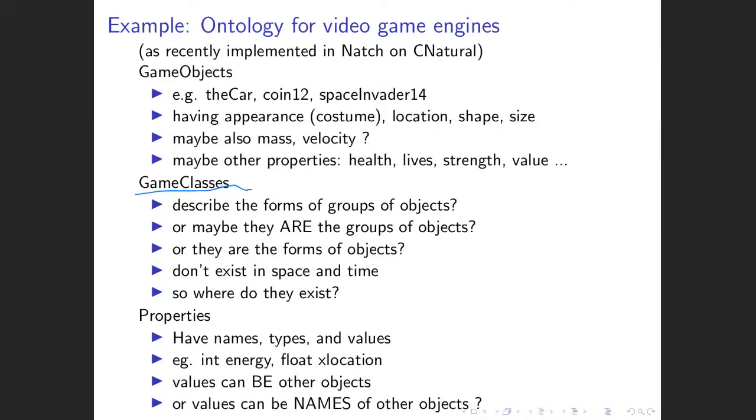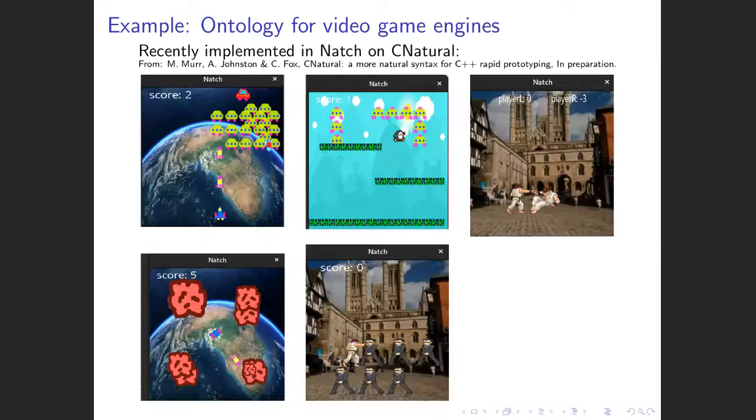Now, unlike the objects, the class doesn't exist in space and time. It doesn't have a particular location, shape, or size. It contains the information that will be needed by any object instantiating the class, but it doesn't actually occupy space. You can't look into the world of my game and say there is Space Invader, the class. You can only ever see instances of the class.